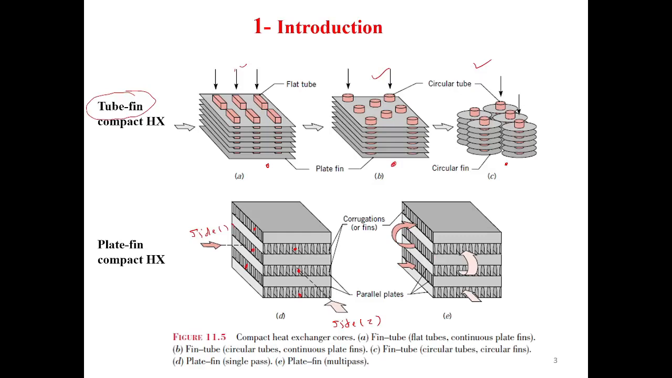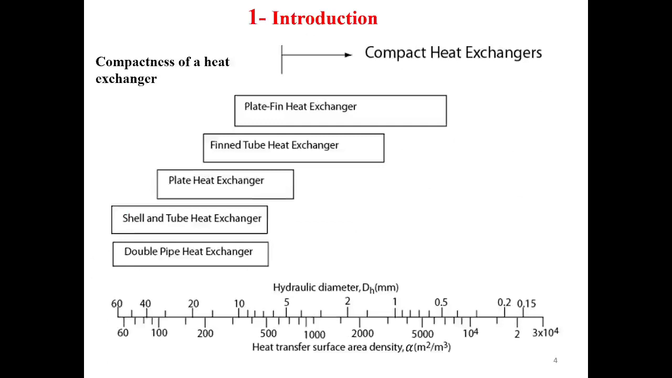You can have more than one pass, like in this drawing. For example, we have more than one pass, so that this is one pass going from one end of the heat exchanger to the other end, and then going back and so forth. But both this one and this one are gas-to-gas heat exchangers, what we call the plate fin heat exchanger.